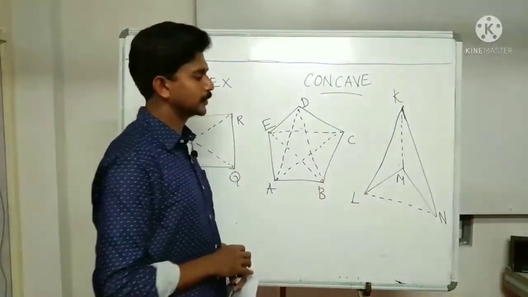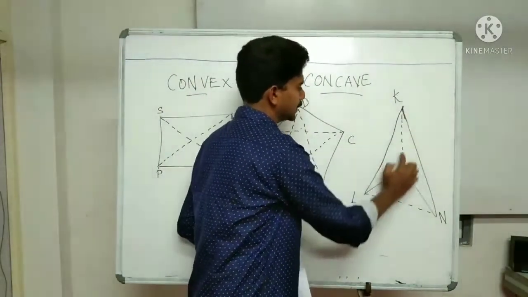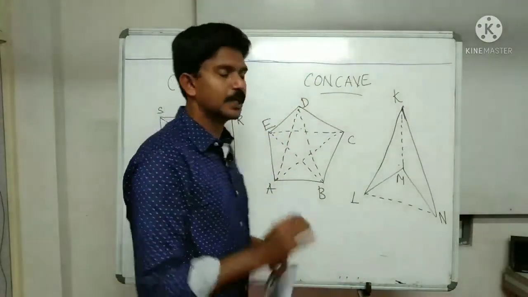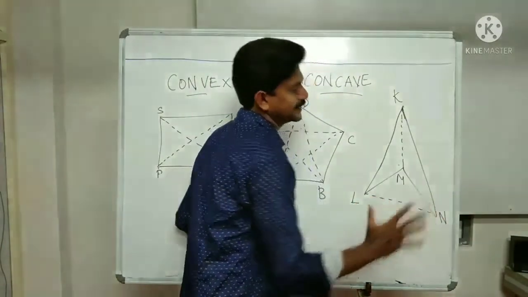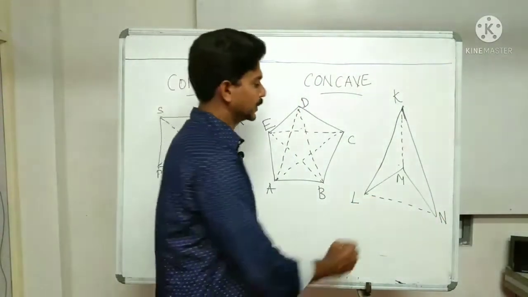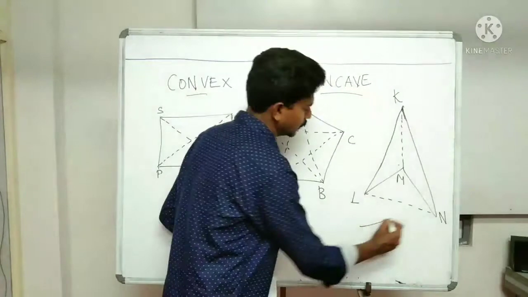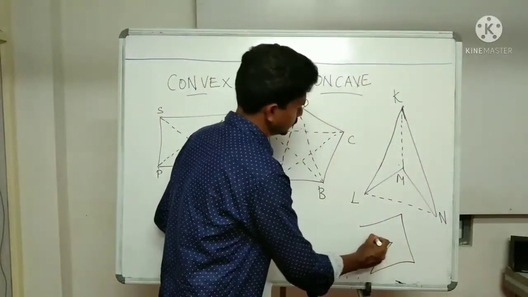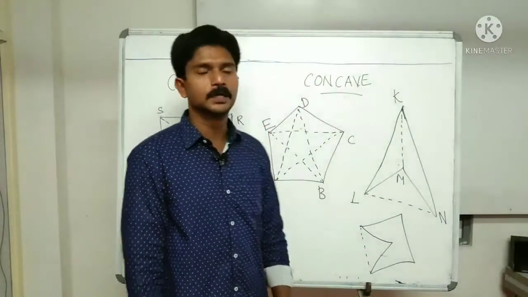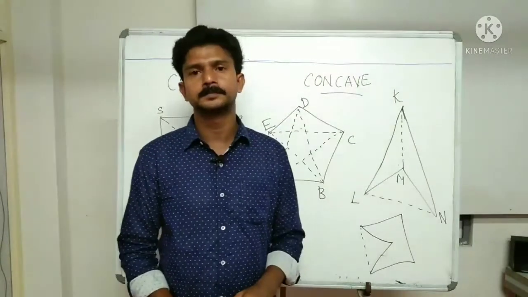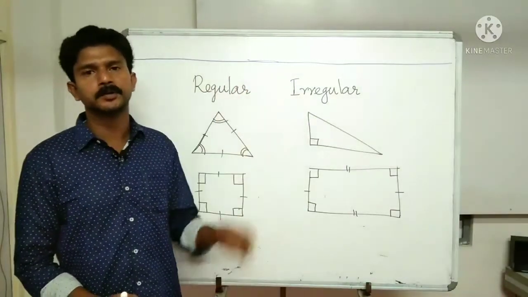And if you see the third one, of its diagonals, one is inside and another one is outside, one in the interior, another one in the exterior. If any polygon's diagonal comes out to the outside, we can say it is concave. Such types of polygons are concave. So in this one, one of its diagonals comes in the exterior, so this is also a type of concave polygon.